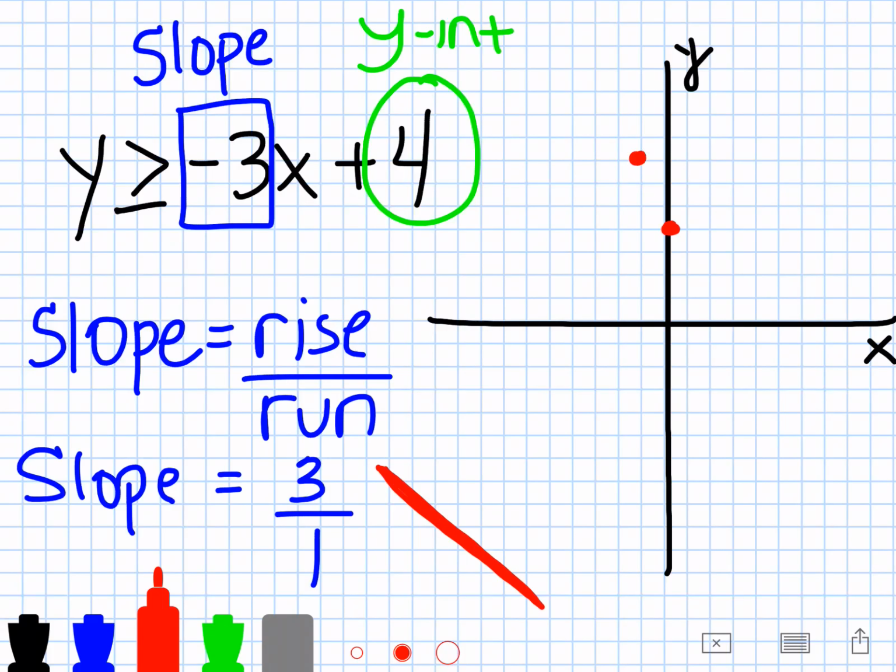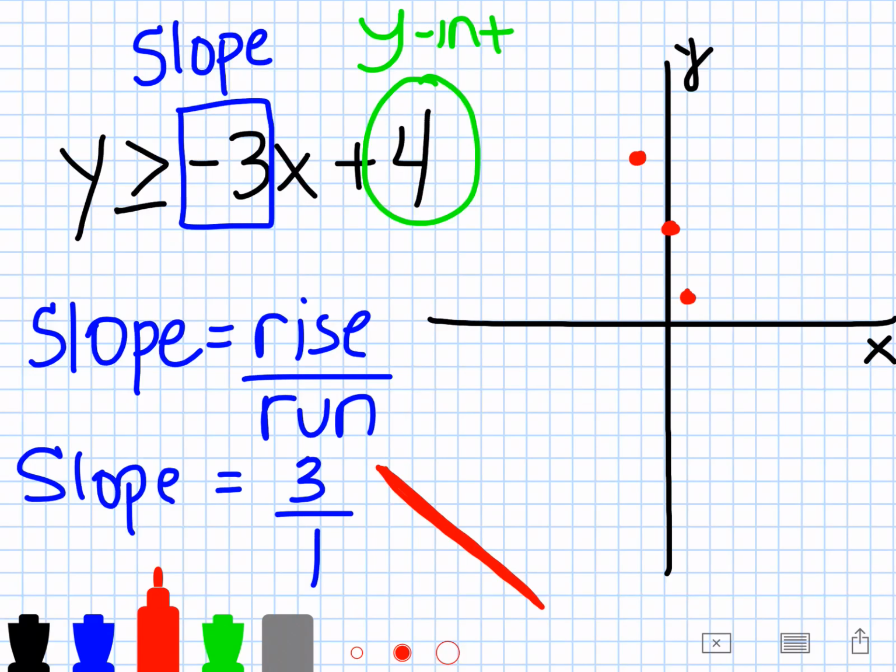Now, since I went up 3 and to the left 1, I can do the exact same thing, so I can make my graph longer, but I'm just going to do it opposite. If I go down 3, I have to go to the right 1, do the exact opposite. So I'm going to start at my y-intercept, and I'm going to count down 3. 1, 2, 3, and then I'm going to do the opposite. I'm not going to go to the left 1, I'm going to go to the right 1, and I'm going to put a point there.